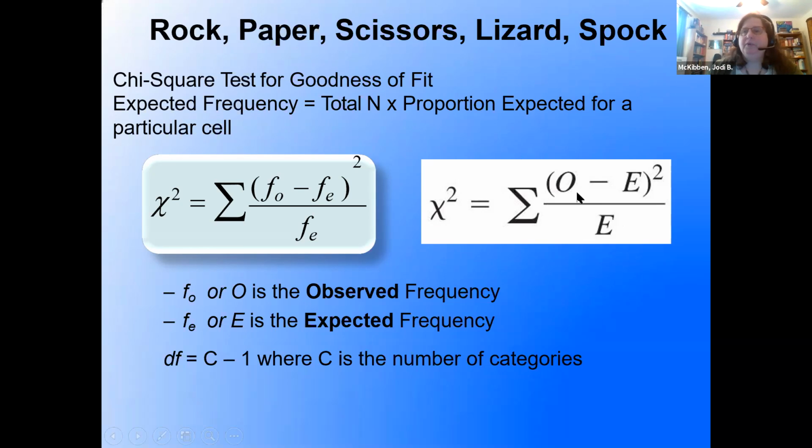I like that it's very simple. It says observed minus expected squared for each cell, divided by the expected, and then add them all up. And we're going to go through this step by step. As I note here, FO or O is the observed frequency, what we actually got in our data, which I'll show you momentarily. FE or E is the expected frequency. That's our 60, 60, 30 that we just talked about. And later on, we can talk about our degrees of freedom, which is C minus 1, where C is the number of categories. So we'll come back to the degrees of freedom. Let's first focus on getting our chi-square.